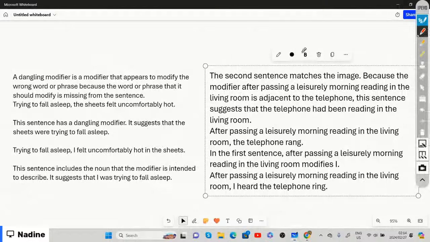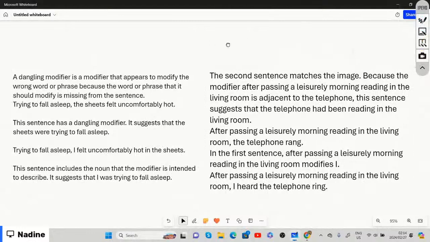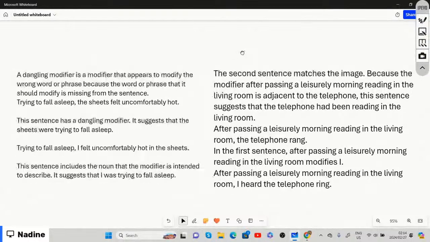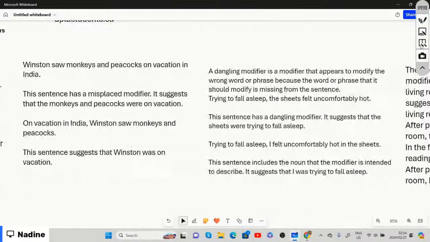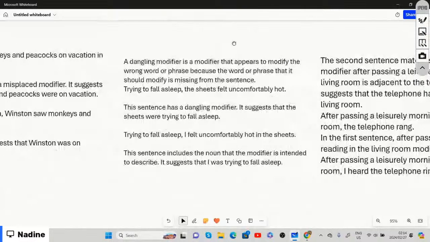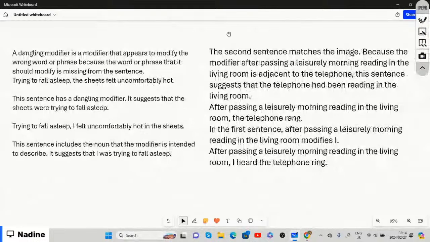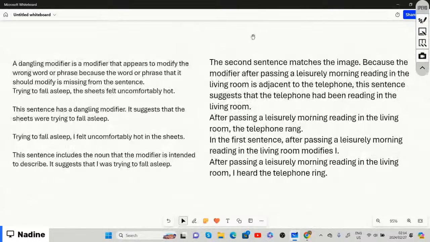And then a dangling modifier, right? We first said that with the misplaced modifier, the wrong word or the wrong thing is being used within the sentence. When you describe something that is not correctly described, that is a misplaced modifier.